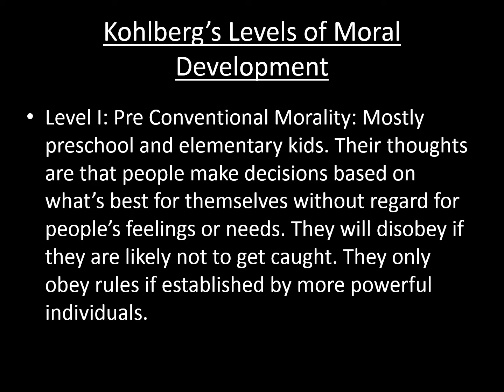Kohlberg has levels of moral development. The first level is pre-conventional morality. Most preschool and elementary kids are at this level. Their thoughts are that people make decisions based on what's best for themselves without regard for people's feelings or needs. They will disobey if they are likely not to get caught. They only obey rules if established by a more powerful individual. And as you can imagine, that sounds just like a preschool or elementary school child.